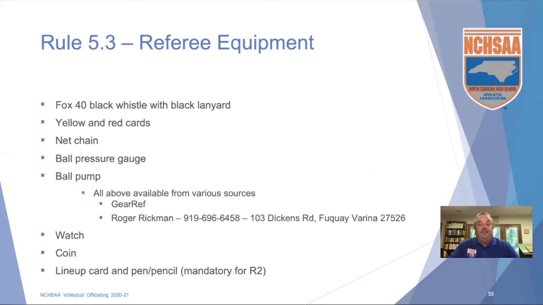Last three things you need is a watch, and you need a coin. So we're required to wear a watch as R1 and R2, and that's because sometimes we need to discreetly time things, for instance, in case of injuries. And we need a coin because R1 will flip the coin before the match, but R2, you need a coin also, because if there's a deciding set, you're going to flip the coin. And then the R2 is required to have a lineup card and pencil.